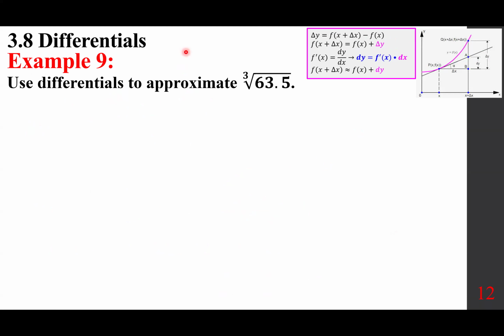Section 3.8, differentials. Example 9: use differentials to approximate the cube root of 63.5. So we need two things to do so. Number one, we need a function. Anybody know which function we may use here? We look at the operation. The operation is taking the cube root, so the function is the cube root of x.